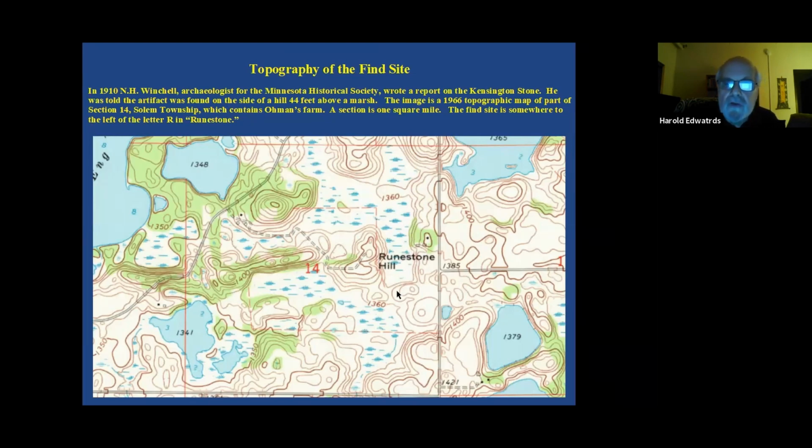So this is the marsh. So you'd be close to the top of the hill. The hill is about 55 feet tall. And this is in Ullman's farm in section 14. I'll just remind you that a section is 1 square mile.